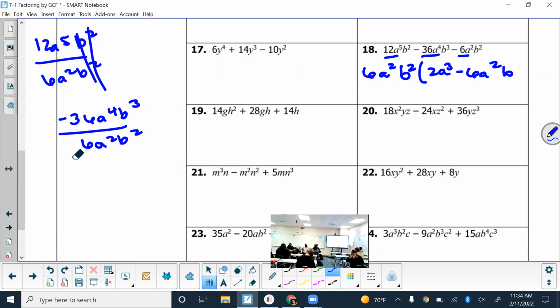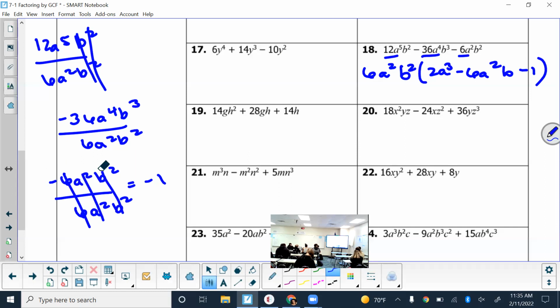And b cubed divided by b squared. Good, just b. And then the last term divided by the GCF. So what's negative 6a squared b squared divided by 6a squared b squared? Negative 1 is correct. Right, same thing on top and bottom, makes it cancel out, but we still have that negative. The negative didn't cancel, so that's why it's a negative 1. Questions on 18 or any of them?